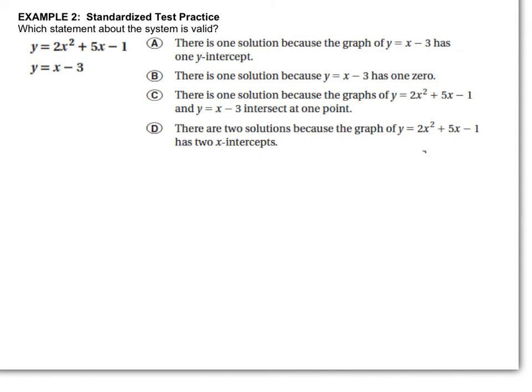In our next example, we are asked to look at the different statements about the system and basically determine which one is valid. We can certainly look at those answers, but one of the ways to tackle some of these things is to just figure out what our solution is, and then we can look at our answers from that point.